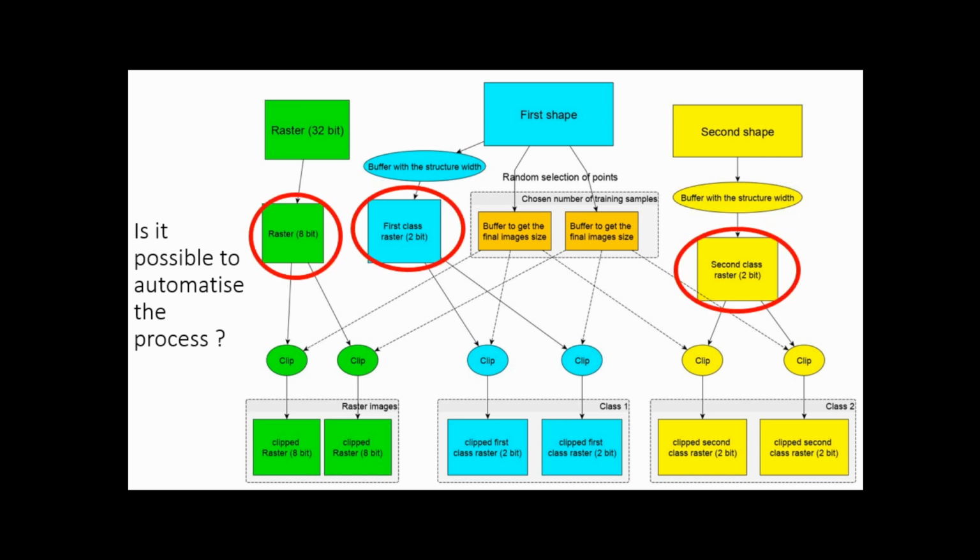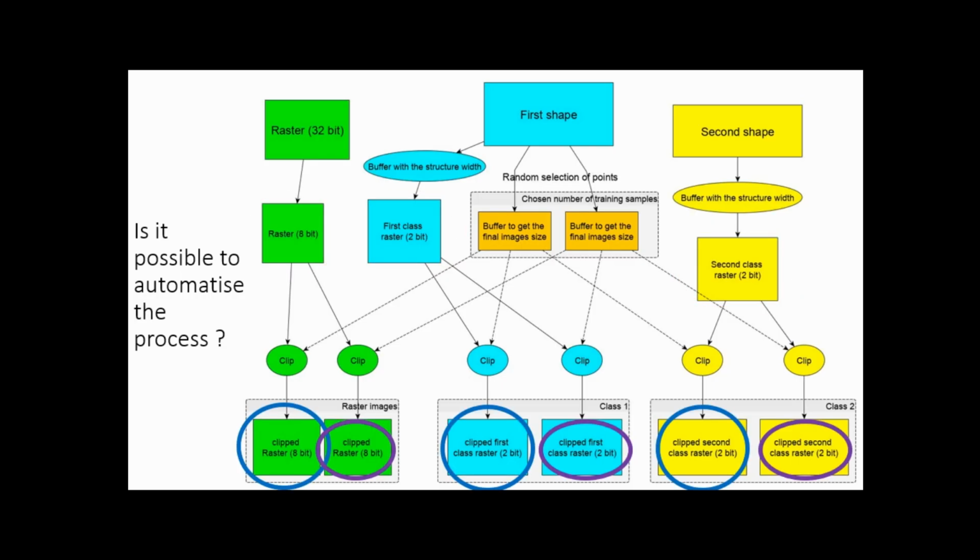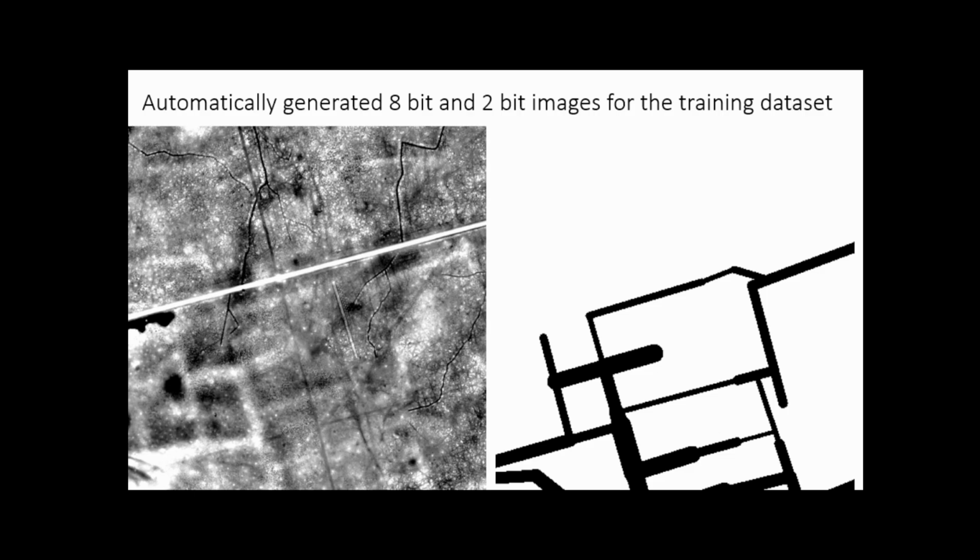In the end, we get 3 images, 8-bit and 2-bit, and we keep all of them with the same buffers or the same extent, which can then be multiplied by the number of training samples we want. With this kind of process, it is extremely easy to create hundreds of training images in a few minutes. However, the main problem is the quality of the images. Here is an example of automatically created 8-bit and 2-bit images for embankments.